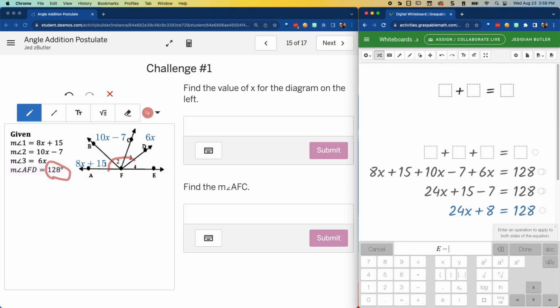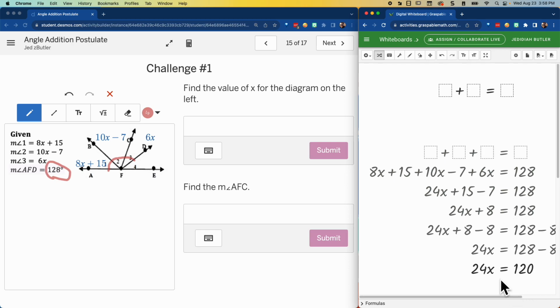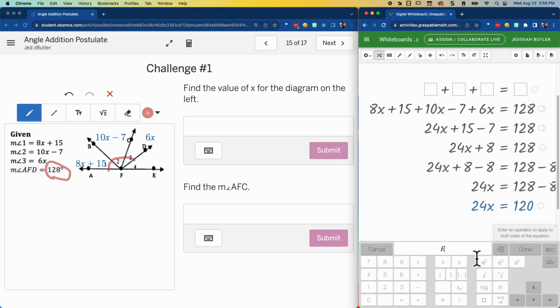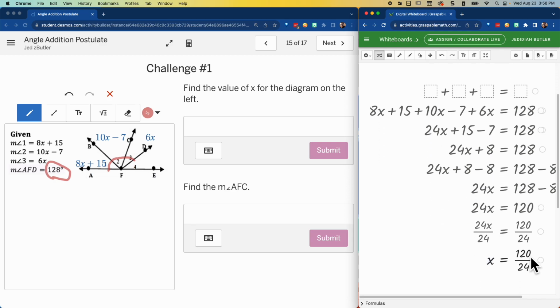Now I'm going to subtract 8 to get just x terms on one side and constants on the other. Lastly, I'm going to divide by that coefficient, which is 24, on both sides, and I get x on one side, and on the other side I get 5. Okay, 5 is the answer.